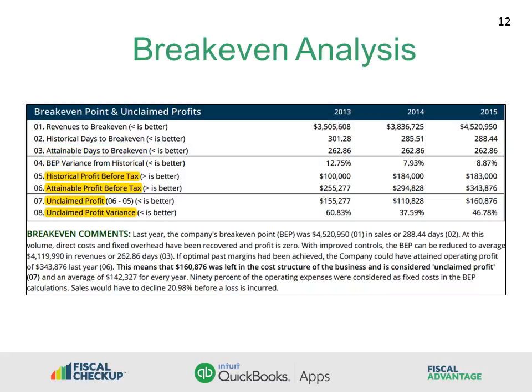The break-even analysis continues with the historic profits and what the profit would have been had the company operated at the attainable level. The difference is what we call the unclaimed profit. The unclaimed profit is the company's excess cost that could have been profit. The unclaimed profit is also shown as a variance. The narrative below the table explains the data in the table.